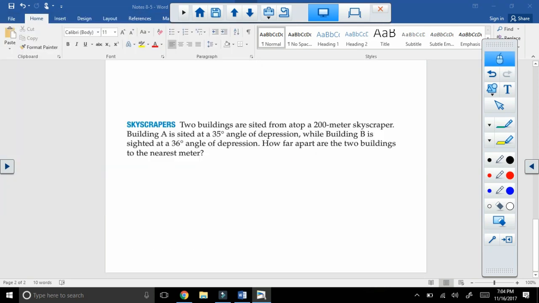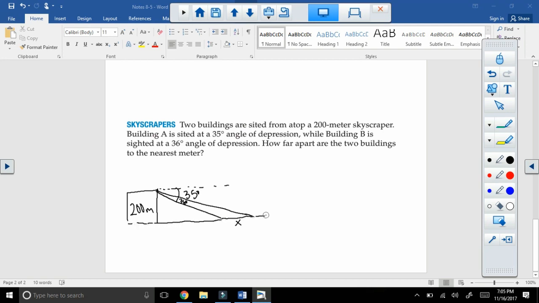So for this last example, it says these two buildings are sited atop a 200-meter skyscraper. So if you have a skyscraper that's 200 meters tall, and we have these two different buildings at these angles of depression. So the first angle of depression is 35 degrees, and the next one is at a 36-degree angle of depression. The question wants to know how far apart are those two buildings. Okay, so this would be like ground level. Okay, we have these different buildings going on here.